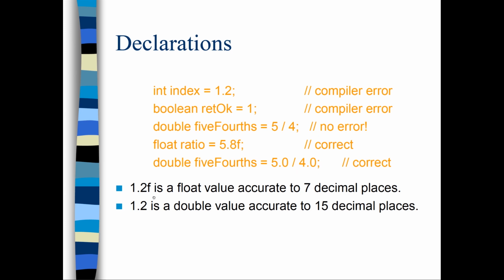So as given below, 1.2f is a float value accurate to 7 decimal places. And 1.2 is a double value accurate to 15 decimal places. So as I said, a float value only stores up to 6 or 7 decimal places after your decimal point, and when it is a double, it can store up to 15 decimal places.